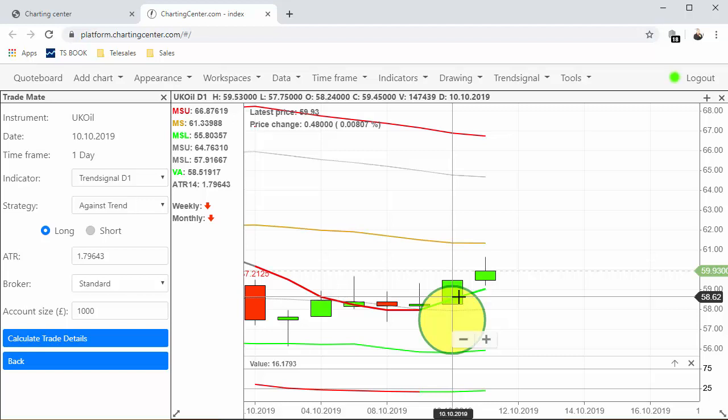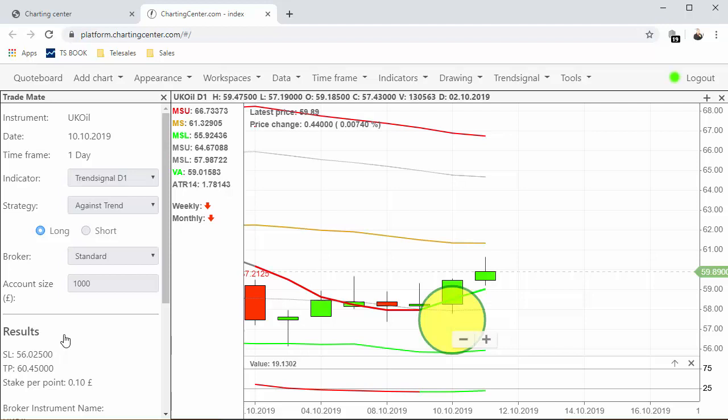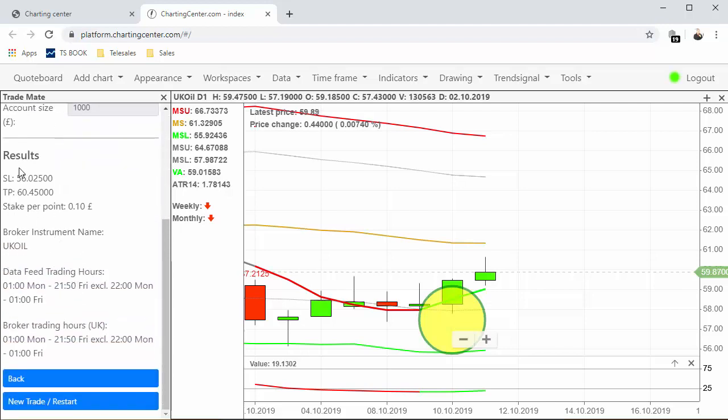It's populated as standard. It's 1.79643. Now the broker you select, we're going to use standard, but you can choose whatever you use. That takes your spreads into account, and then enter your account size to make sure you're staking an appropriate amount per pip. So as you can see, we have the stop loss of 56.02500, the take profit of 60.45000.